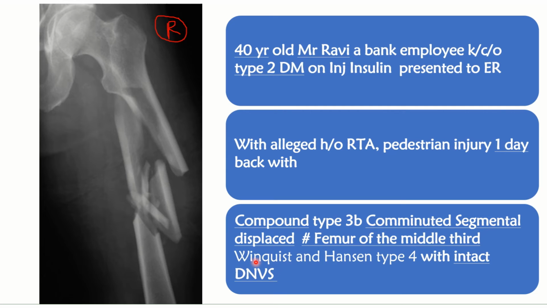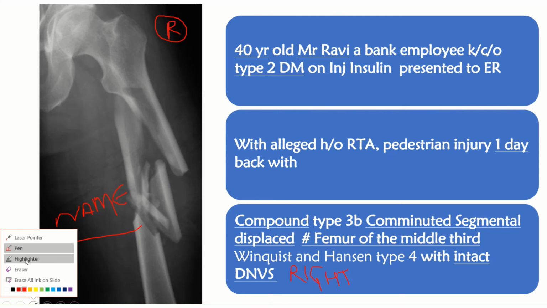Now you add the relevant classification, that was the Winquist and Hansen. It is a type 4 and with intact DNVS of the right side. So always speak about the side as well. The things that we have not mentioned here would be the name on the X-ray. Again, very important. Never forget about this part, because you have to begin by verification of the name of the patient on an X-ray.